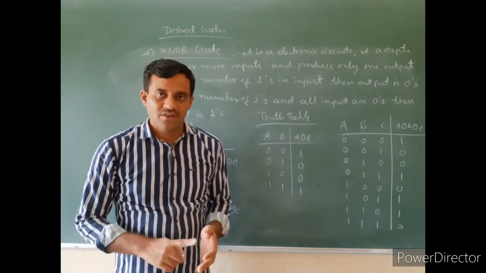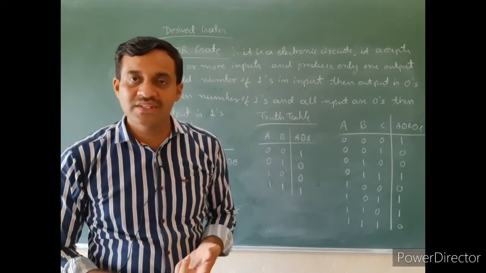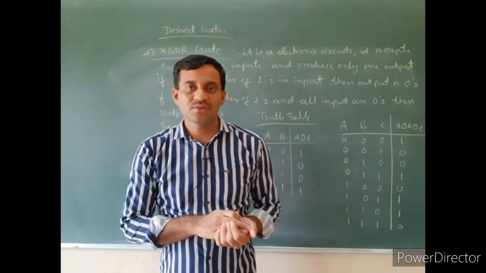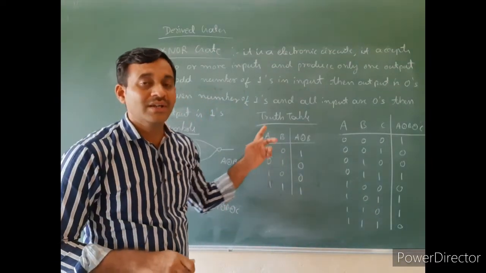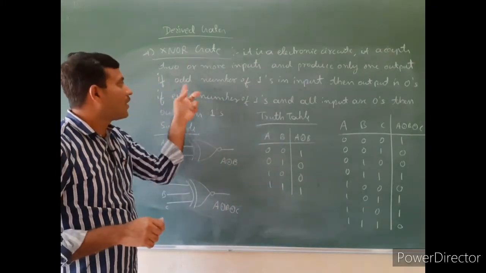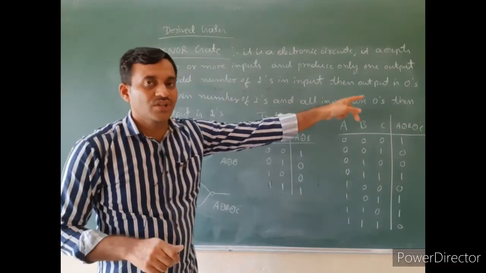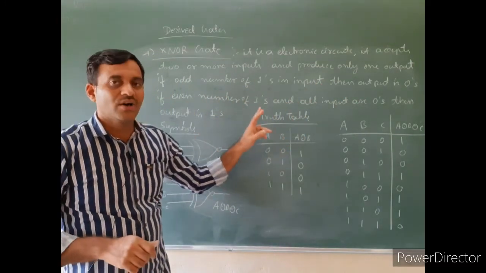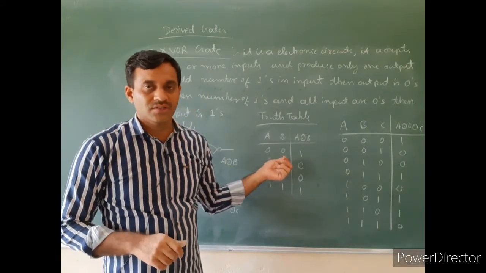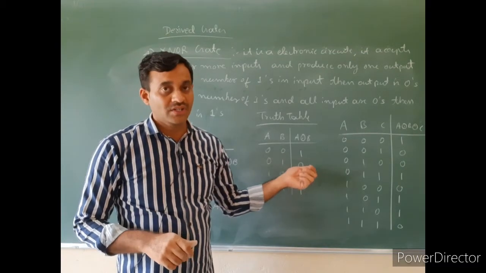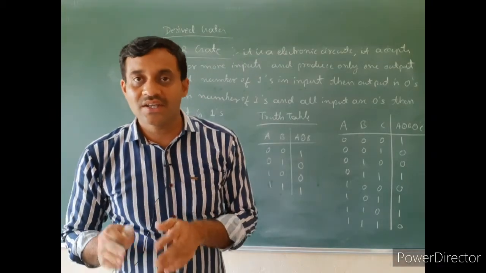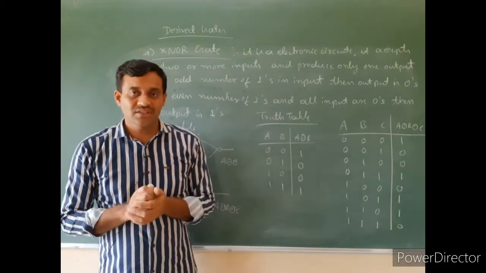Carefully observe the XOR gate and XNOR gate. The working principle is different. NOR and NOT are the complements of AND and OR respectively. But XNOR and XOR have different outputs. In an XNOR, for an odd number of ones in the input, the output is 0. For an even number of ones, the output is 1. But in an XOR, for an odd number of ones, the output is 1. Even number of ones, output is 0. So carefully observe the XOR and XNOR. These are important points for examination.